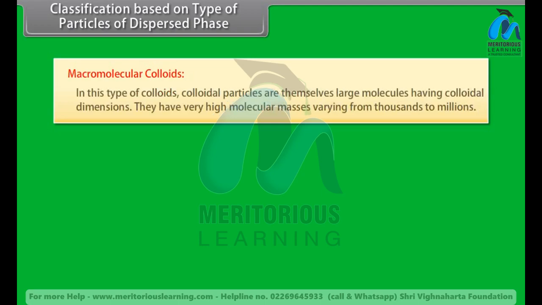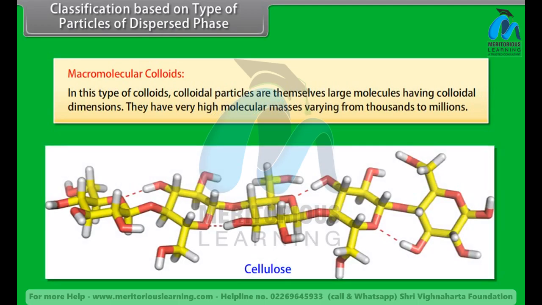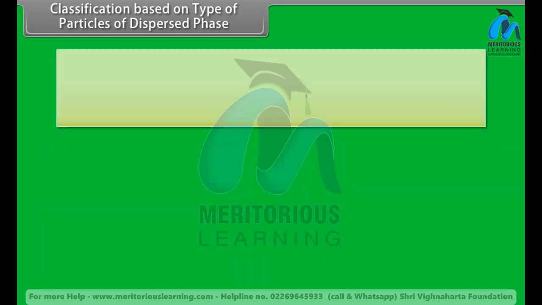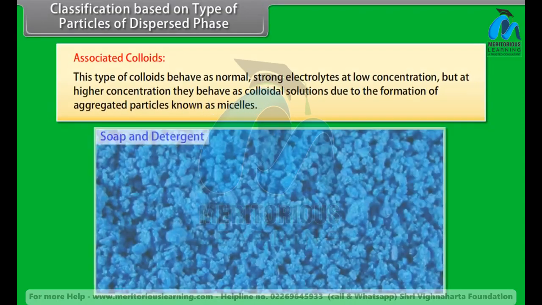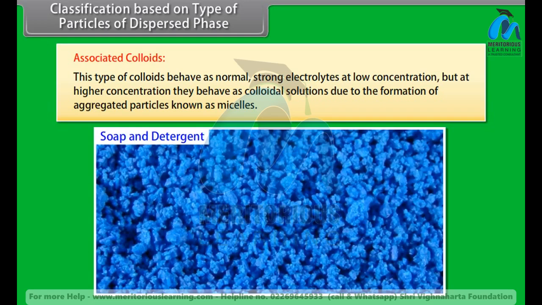Macromolecular colloids: in this type of colloids, colloidal particles are themselves large molecules having colloidal dimensions. They have very high molecular masses, varying from thousands to millions. For example, proteins, cellulose, nylon, and plastic. Associated colloids: this type of colloids behave as normal strong electrolytes at low concentration, but at higher concentration, they behave as colloidal solutions due to the formation of aggregated particles known as micelles. For example, soaps and detergents.